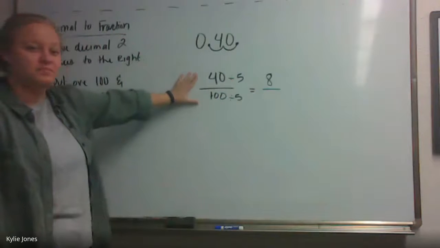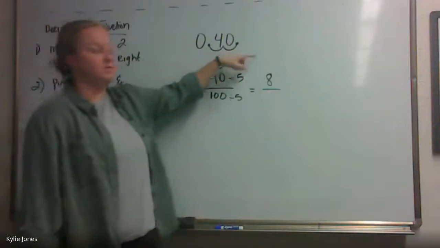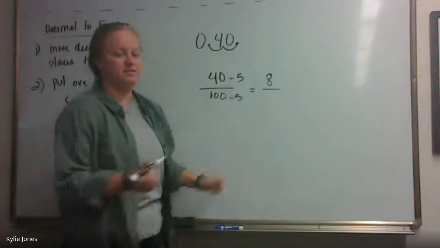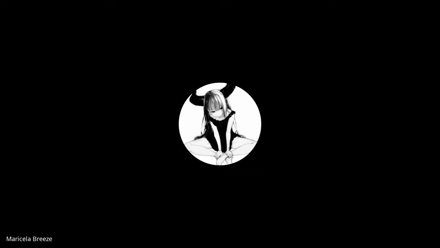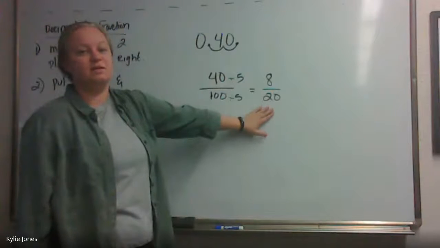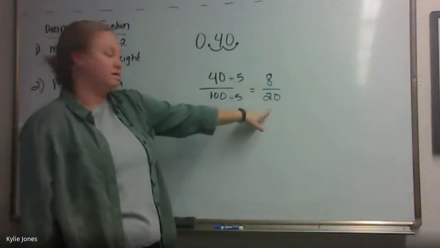Maybe, yeah. So we're simplifying our fraction, right? 40 divided by 5 is 8. What's 100 divided by 5? 20. 20. Good. So now we have 8/20ths. This can still be simplified a little bit more. What number goes into 8 and 20? 4.